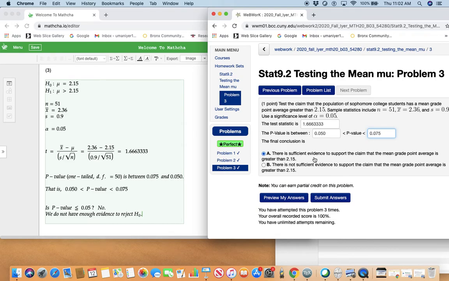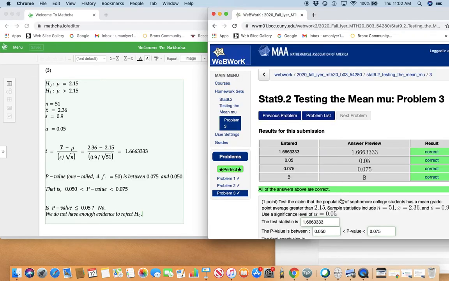Okay, so that's what we are going to say. Is there sufficient evidence? No, there is not sufficient evidence to support the claim that the mean grade point average is greater than 2.15. All right, that's correct.